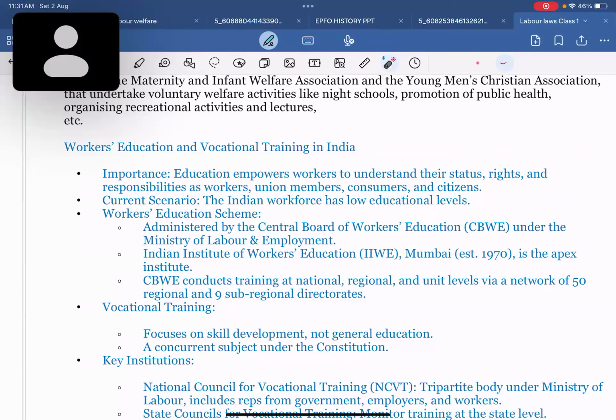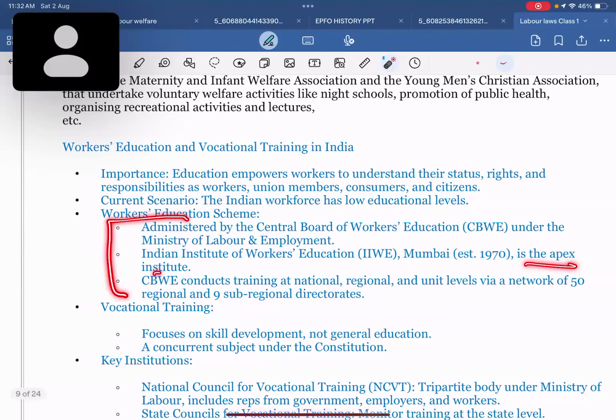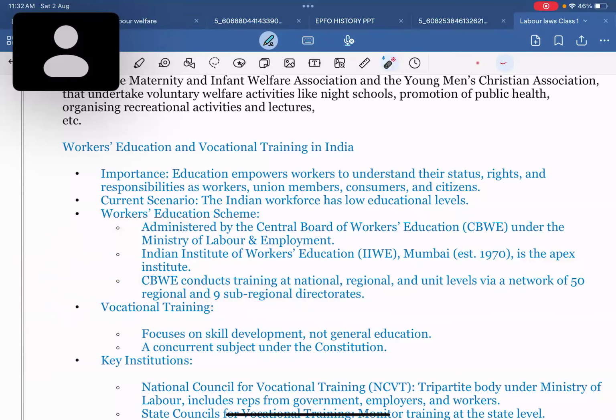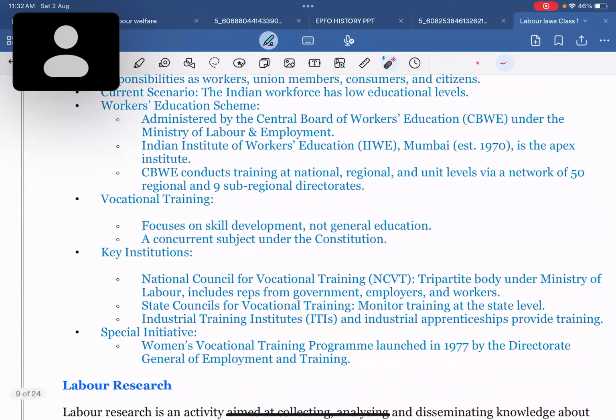So the Workers Education Scheme is administered by the Central Board of Workers Education, CBWE, under the Ministry of Labor and Employment. The Indian Institute of Workers Education, Mumbai is the Apex Institute. These are the important things which can be asked. CBWE conducts training at national, regional, and unit levels via a network of 50 regional and 9 sub-regional directorates. Next comes vocational training, which focuses on skill development. It is non-general education, a concurrent subject under the constitution.